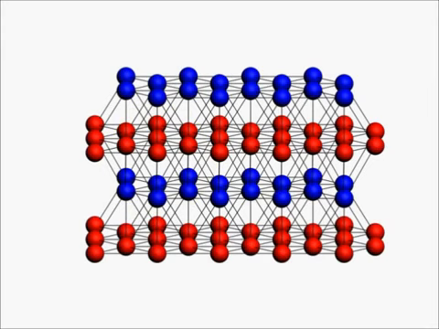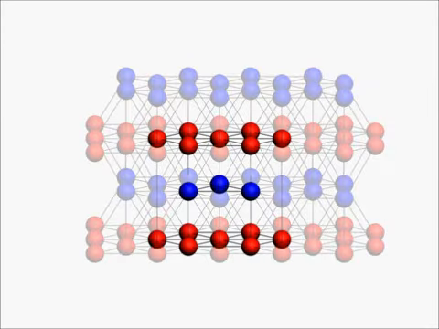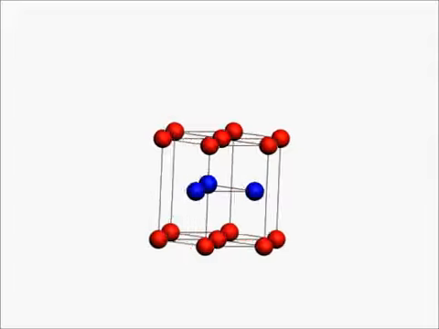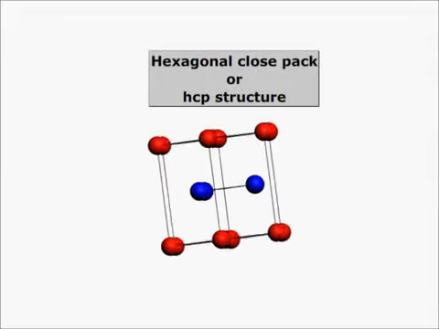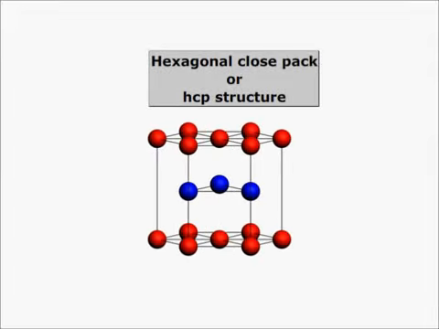For a better visual cognizance, this shape is taken as the unit cell of this close packing, which is called hexagonal close pack or simply HCP structure.